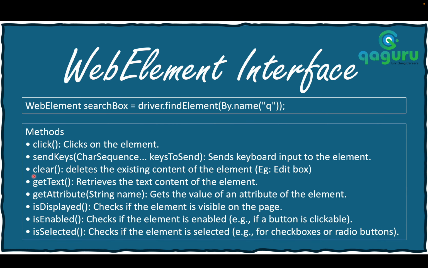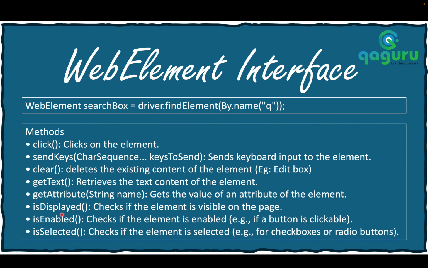If you want to clear the contents of an element, say for example an input box, you can use WebElement.clear. If you want to get the text associated with an element, you can invoke WebElement.getText. WebElement.getAttribute will get you the value of an attribute of an element. You will be passing the attribute name as a parameter, and this method getAttribute will return the attribute value.